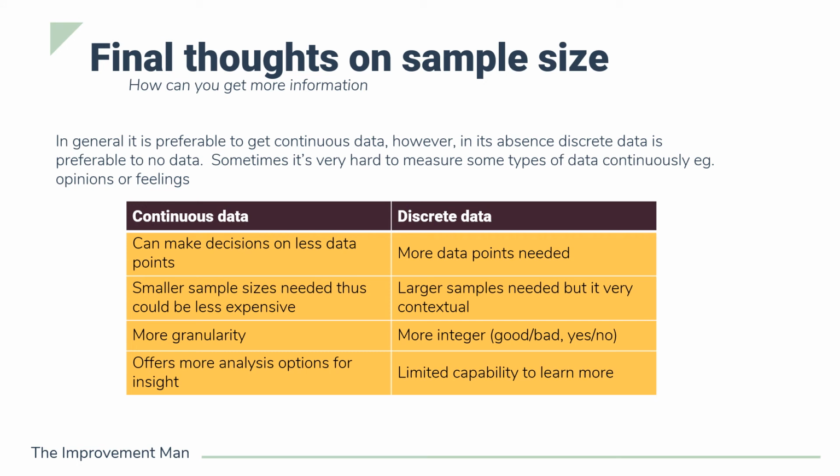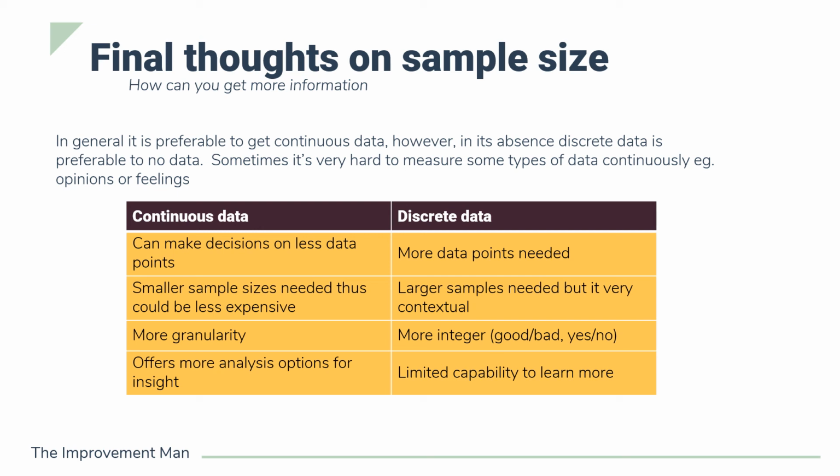So, final thoughts on sample size and continuous data and discrete data. For continuous data, you can make decisions on fewer data points because you're seeing it against different dimensions. For discrete data, you probably need more data points to make a decision. For continuous data, the sample sizes can be smaller, and if it costs you a lot of money to do a sample, then it's probably better to use continuous data. For discrete data, conversely, you're going to need more samples, but it's very contextual.